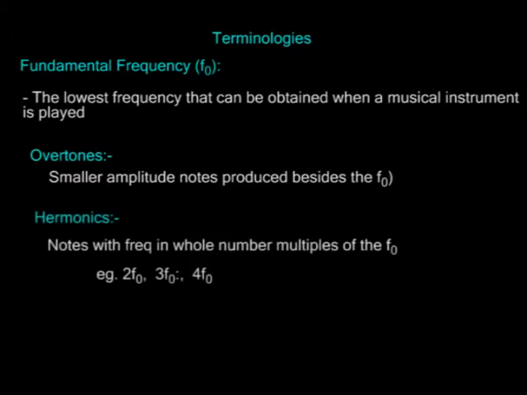Harmonics. This is the name given to a note whose frequency is a whole number multiple of the fundamental frequency. Frequencies F0, 2F0, 3F0, and 4F0 are the first, second, third, and fourth harmonics respectively. Harmonics should not be confused with overtones, which are also multiples of the fundamental frequency, because it is possible to produce overtones without harmonics.